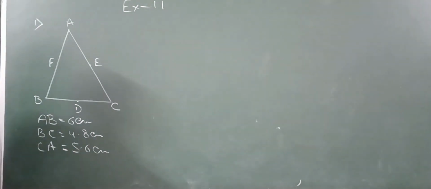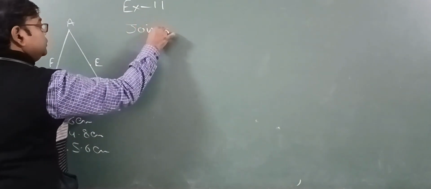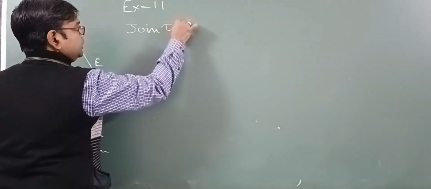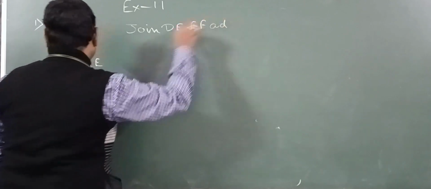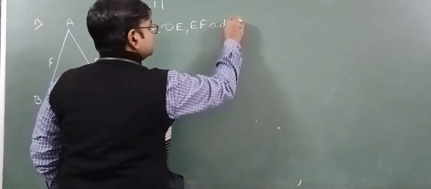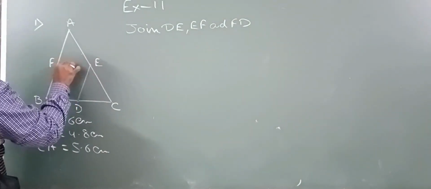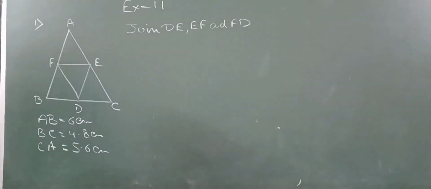This is the given part. The construction part is we join DE, EF, and FD. Now the first question is about trapezium BCEF, or according to it, FBCE.